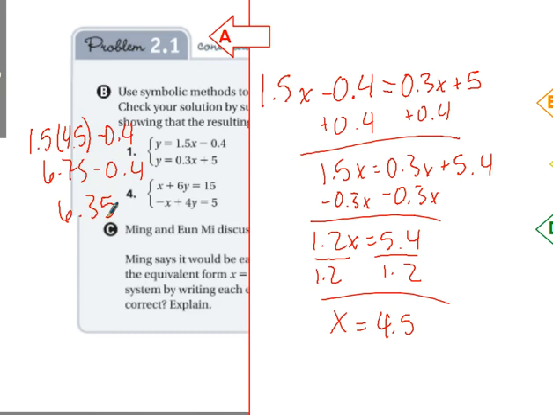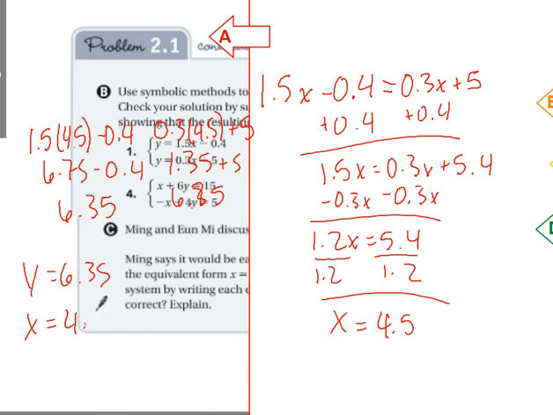Now we need to check it and substitute it into the other equation just to make sure we've gotten it right. So if I write in here, well, hopefully you can see that, times 4.5 plus 5, you would get 1.35 plus 5, which is 6.35. And so you know that y is equal to 6.35 and x is equal to 4.5.